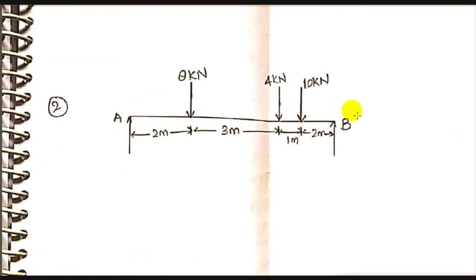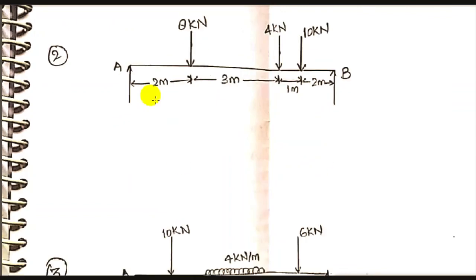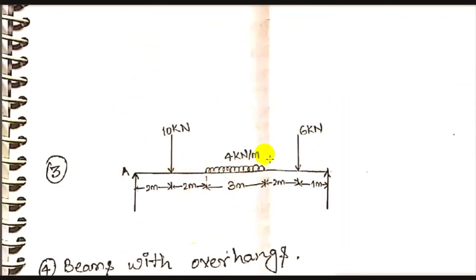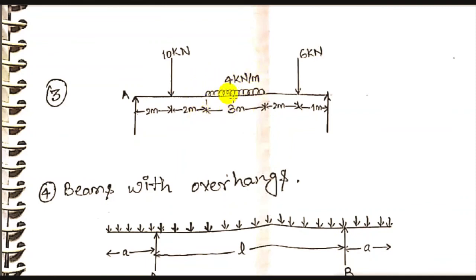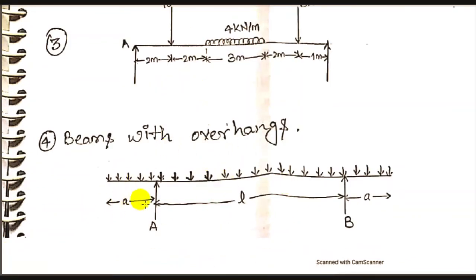Another problem is a simply supported beam with 2 supports at A and B. There are 3 point loads acting. You can find the reactions at points A and B by taking a moment at one point, then equating vertical forces, downward force equals upward force. You will get RA and RB, and you will draw. The third problem has 2 loads and one uniformly distributed load. This is the sign of uniformly distributed load, and this is also the sign of distributed load.